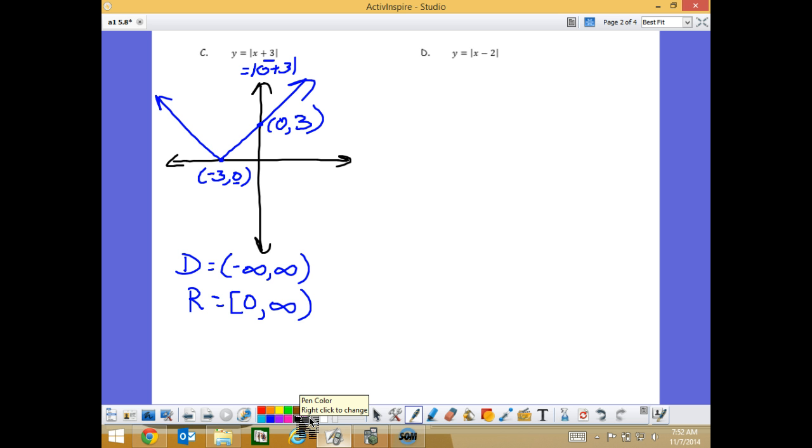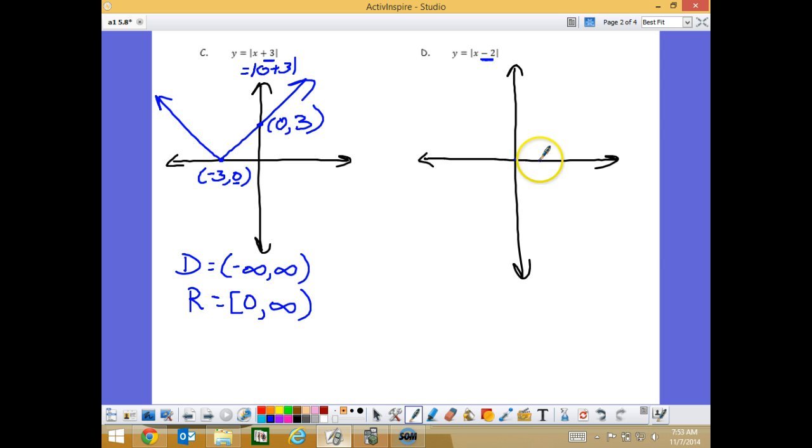And then for the next one, when we're subtracting 2 inside, that's going to move it to the right. Again, it's a kind of opposite of what we would think. So it's going to take this vertex that's ordinarily at the origin and move it to the right 2 places. So that's the point 2, 0, and it's still going to open up. And then we have a y-intercept to find.